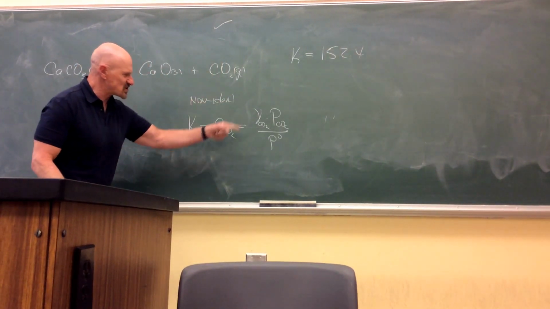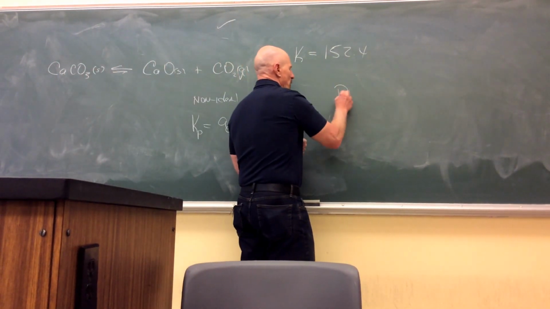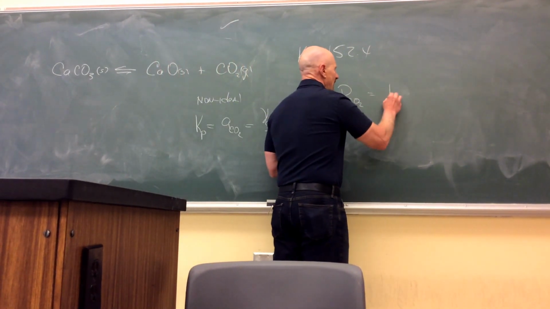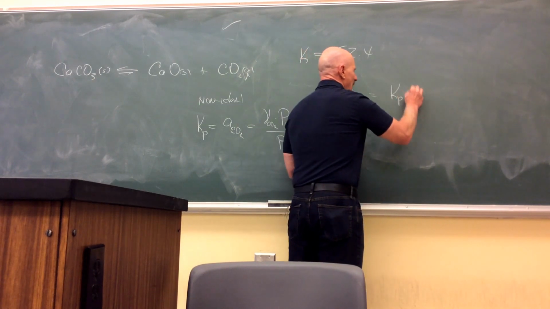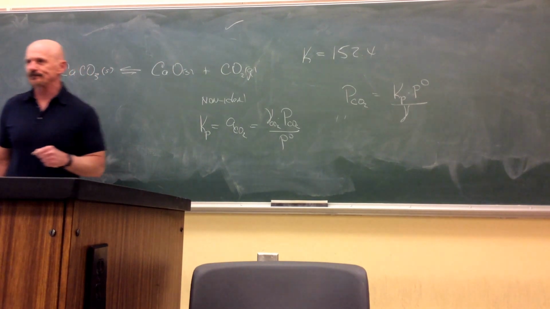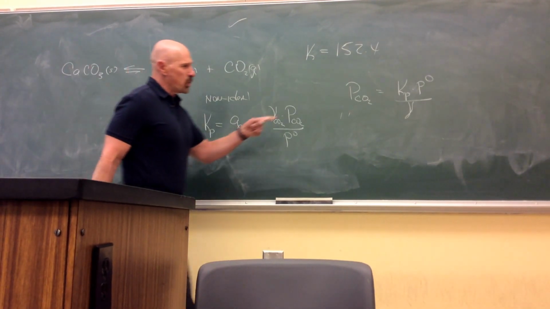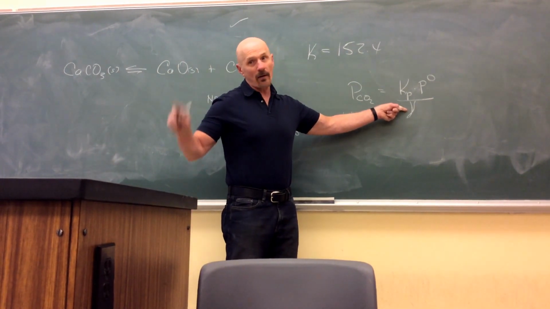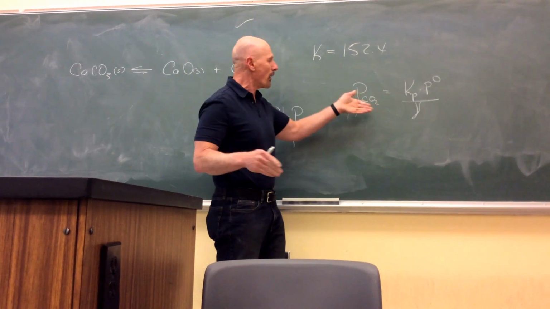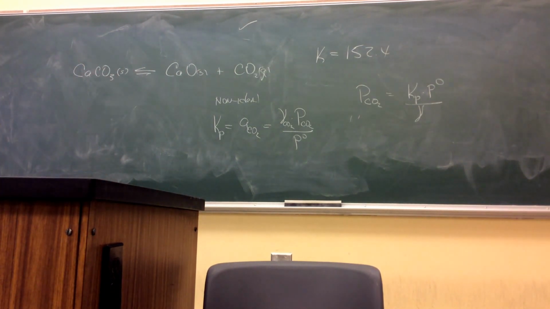And off I go. I want to solve this for the pressure of CO2. Well, if I do that, the pressure of CO2 is equal to Kp times the standard pressure over this activity coefficient. Okay? So when this was 1, we had a really nice condition. Kp we would know, P naught is 1 bar, so the pressure would be 152.4 bar. But I need to know what that gamma is.